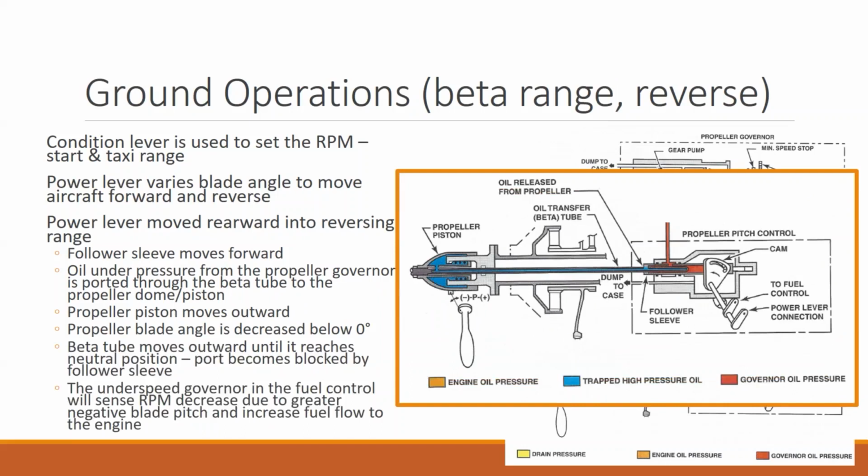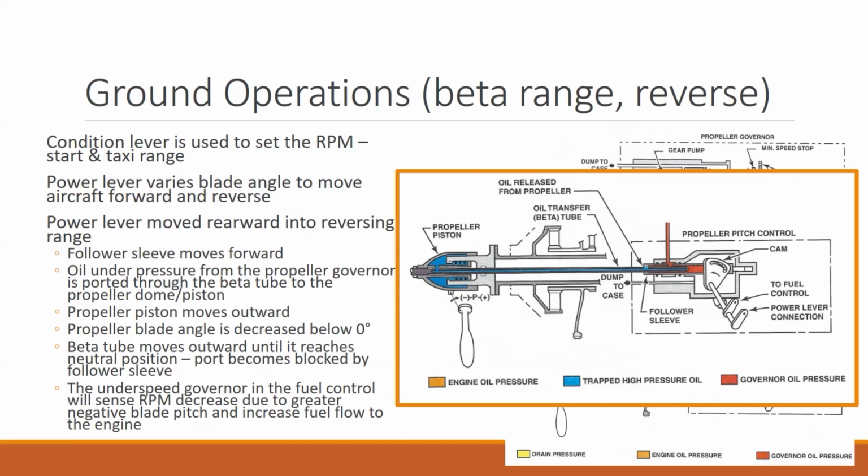And as that dome moves forward, as we go into reverse, it's going to continue to pull that beta tube to the left, pull it forward, eventually to the point where, again, that port in the beta tube gets blocked by the follower sleeve. And that's going to prevent it from moving further. That's going to put it into the selected prop blade position, in this case a reverse position. Okay.